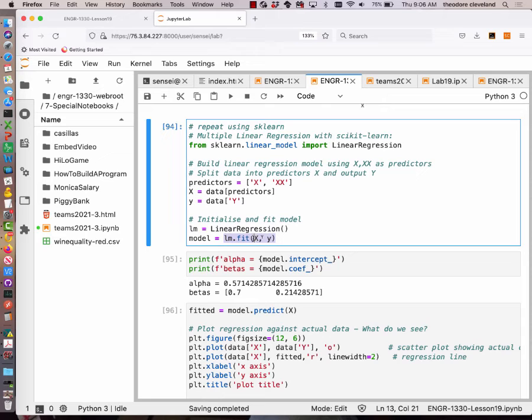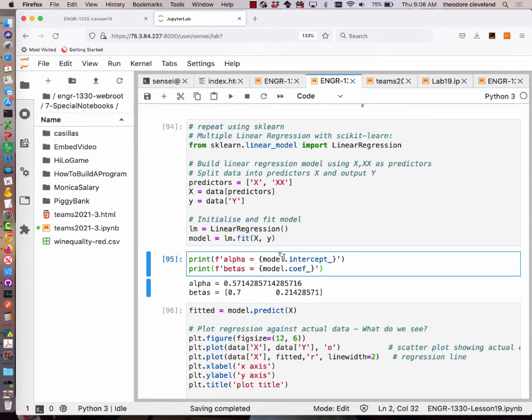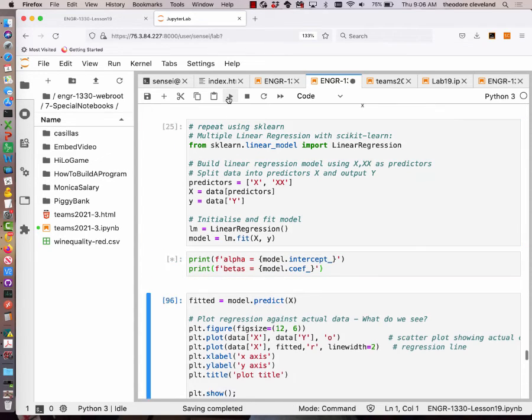X is the design matrix, Y is what's being predicted, and it goes into the model. And from that we can get the intercepts, and they use the term coefficient to represent beta 1, 2, 3, and so on. And beta 0, they call it the intercept, and here it's shown as the alpha. So let's run that fit.